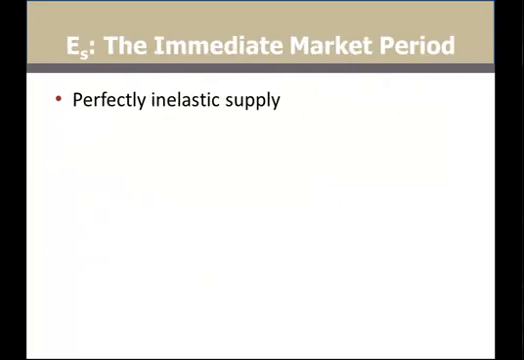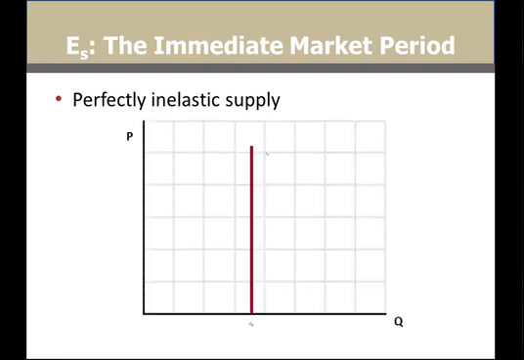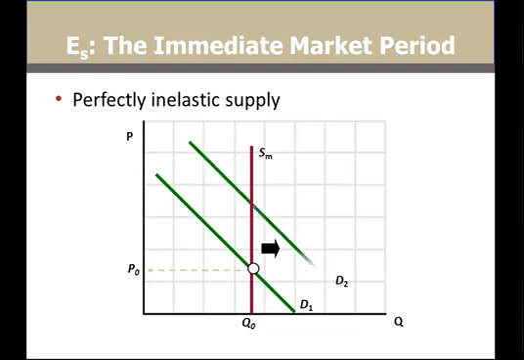The immediate market period. There is no time to adjust to a price change, making supply perfectly inelastic. With a perfectly inelastic supply, the increase in demand does not change the quantity at all. As you can see from this graph, even though the demand has increased, the quantity has remained constant. It has not changed.